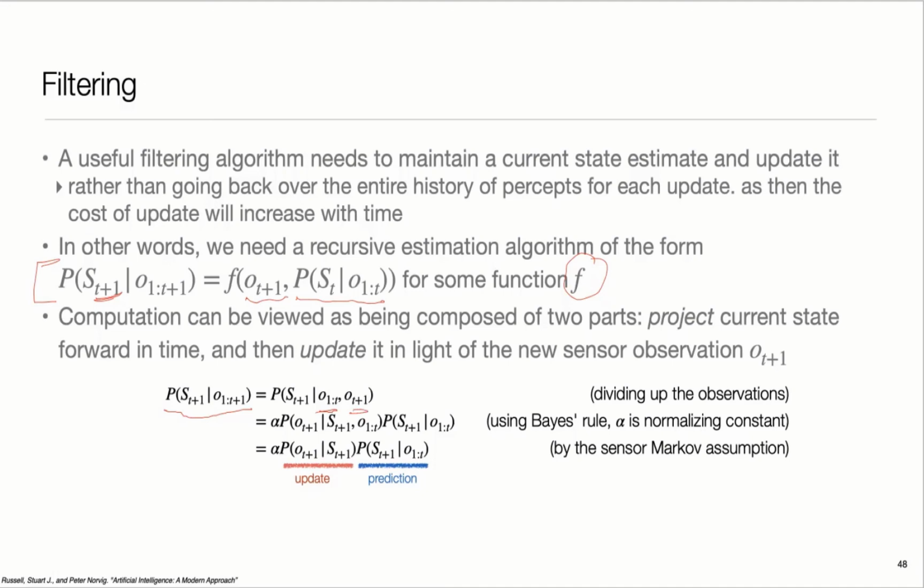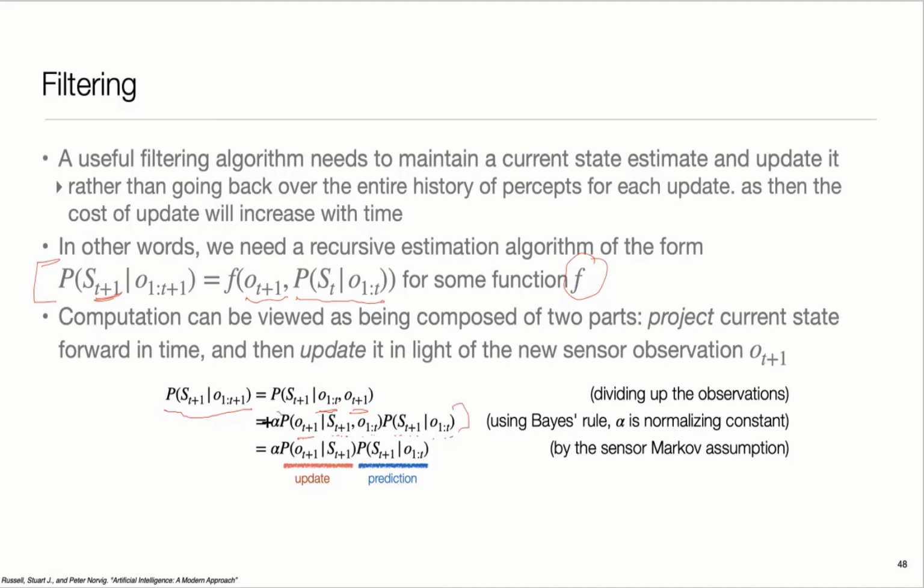And that we can, using Bayes' rule, we can write it as observation t plus 1 given state t plus 1 and observation 1 through t, and s t plus 1 given observation 1 through t. This is just Bayes' rule.